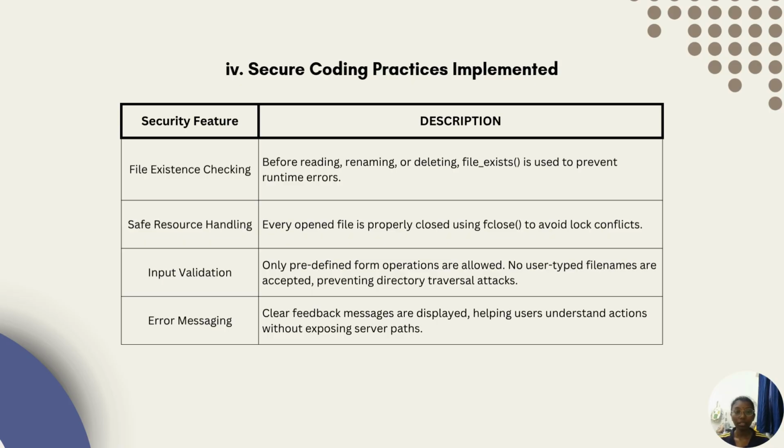And finally is secure coding practices implemented. So these are the security features that we used and the descriptions. First is file existence checking. Before reading, renaming or deleting, the file_exists method is used to prevent runtime errors. And second is safe resource handling. Every opened file is properly closed using the fclose method to avoid lock conflicts.